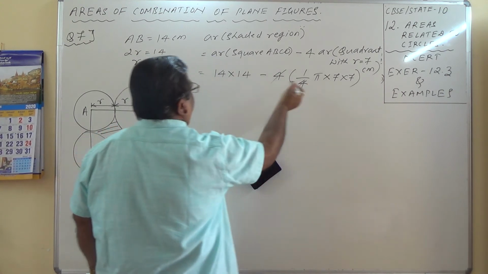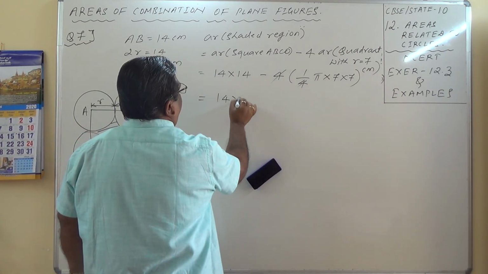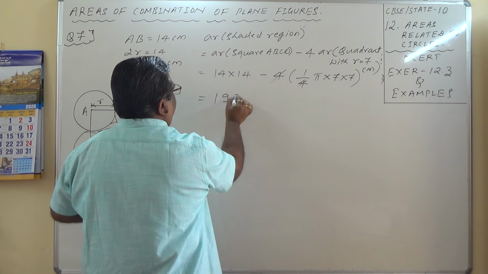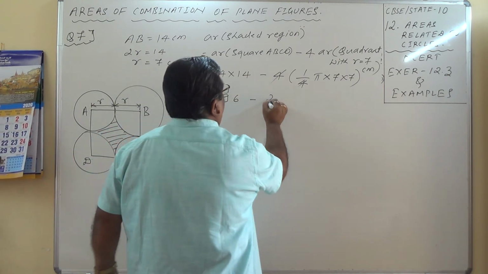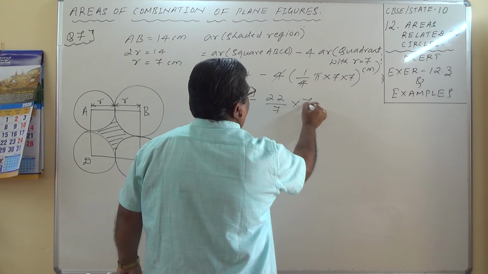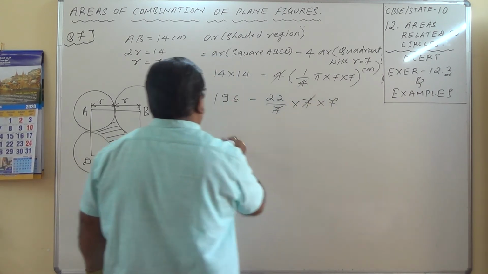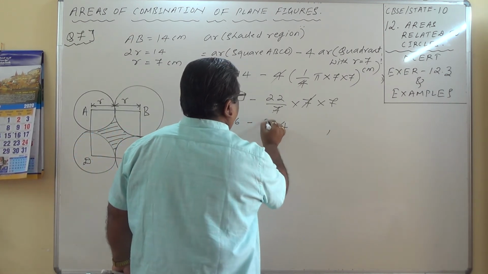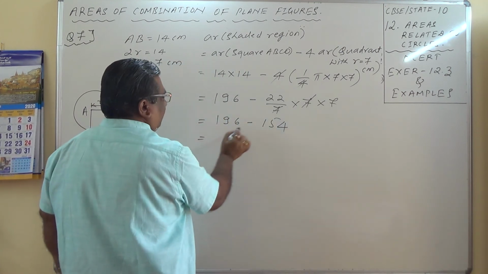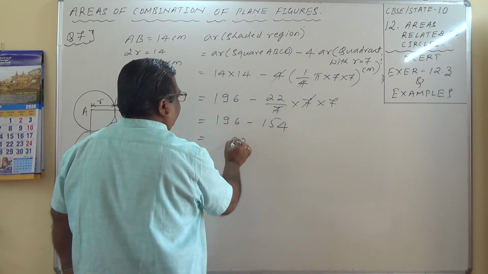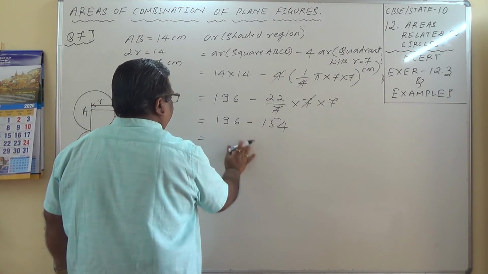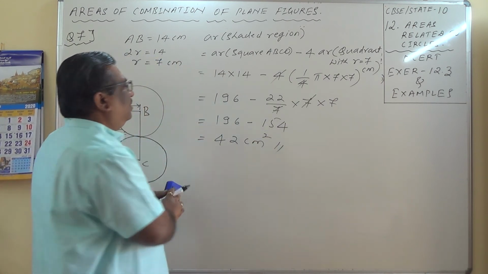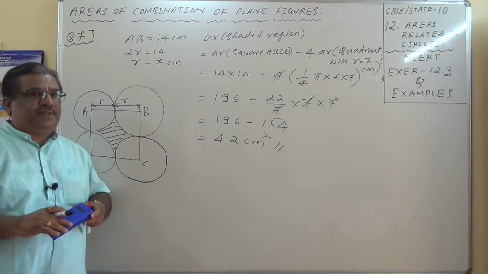So this 4 cancels, and 14 into 14 is 196 minus 22 by 7 into 7 into 7, which is 196 minus 154. 6 minus 4 is 2, 9 minus 5 is 4, so 42. So this is 42 square centimeter. Is that clear? This is quite simple. Take a note of this.